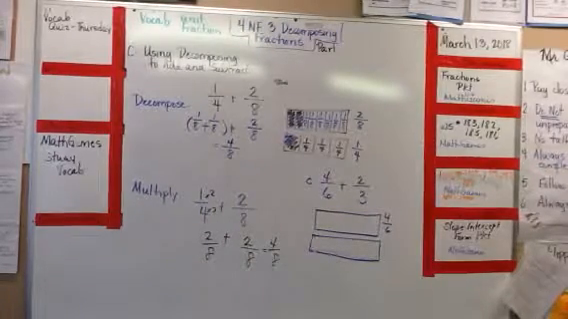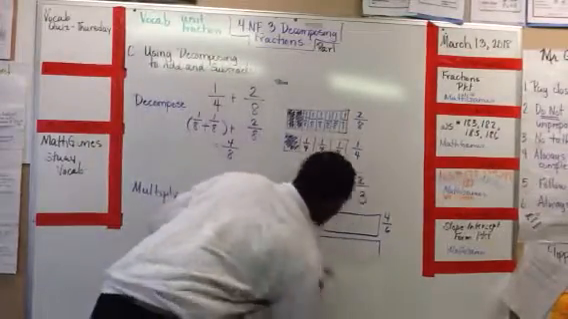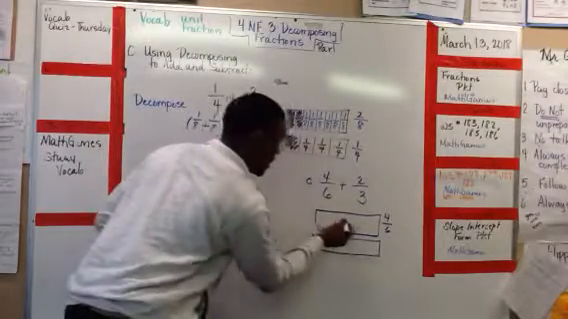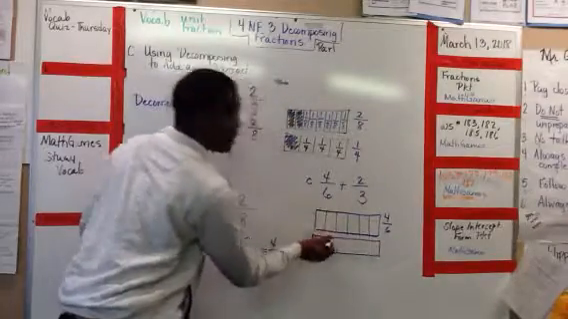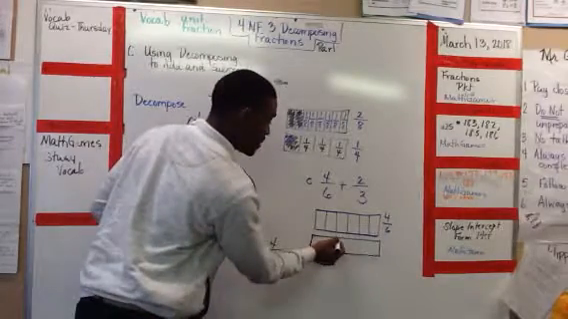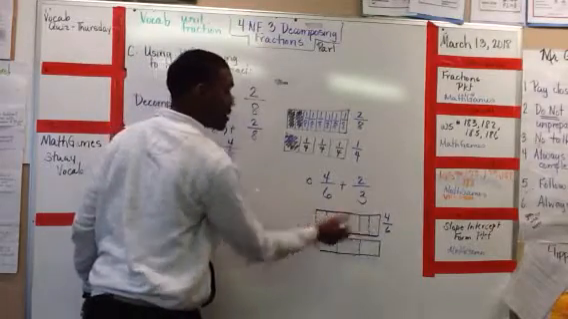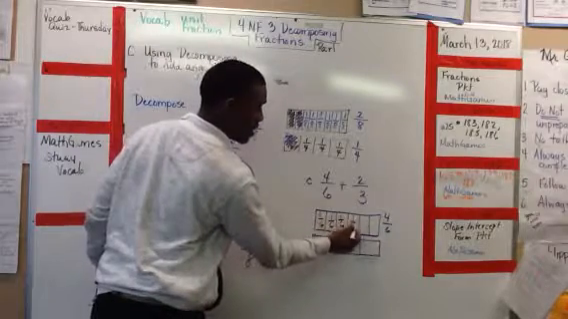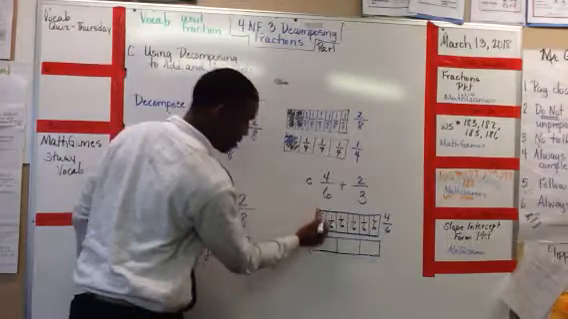Now we're going to break it up. I need to break this top bar into what? And I know my drawing is so off. I need to break this top bar into how many? 6. I need to break this bottom one into how many? 3. Threes. Up here, what unit fraction goes in each box? 1/6. How many do I shade in? 4.